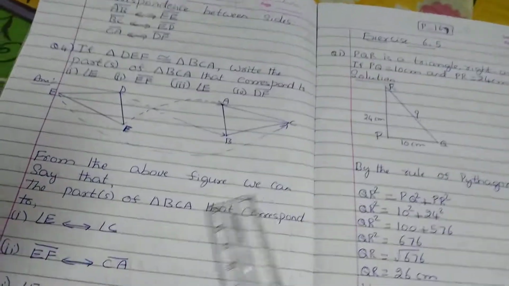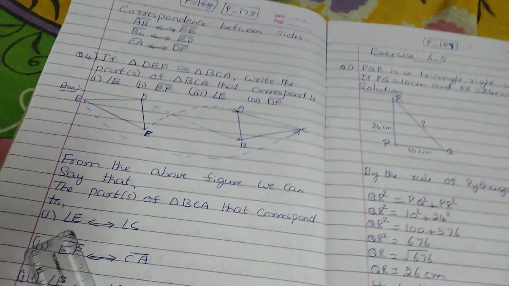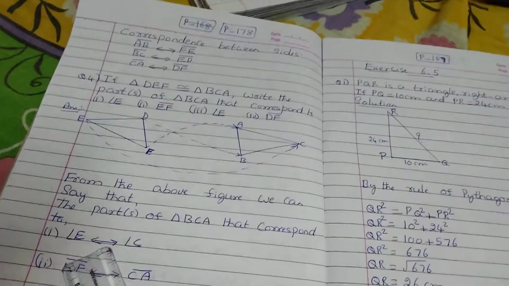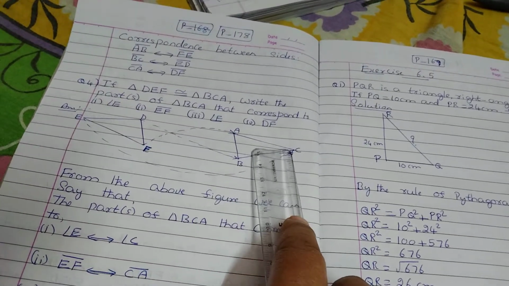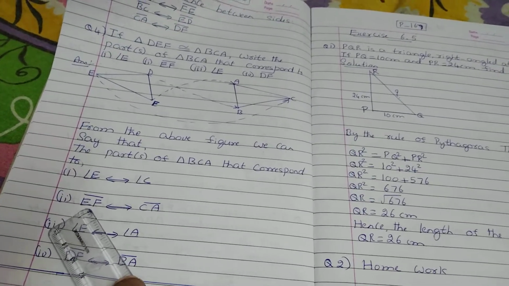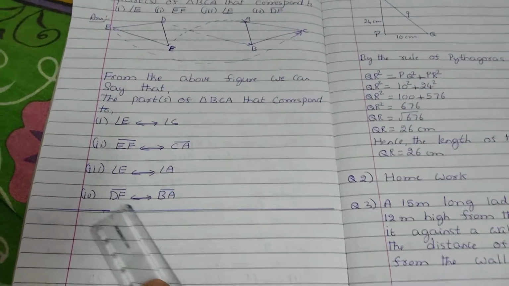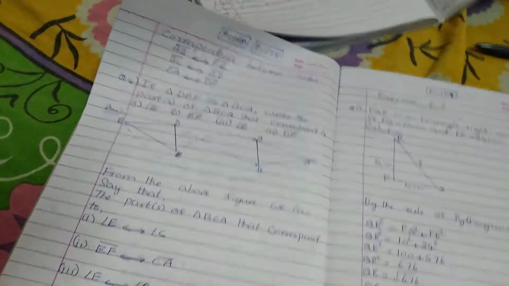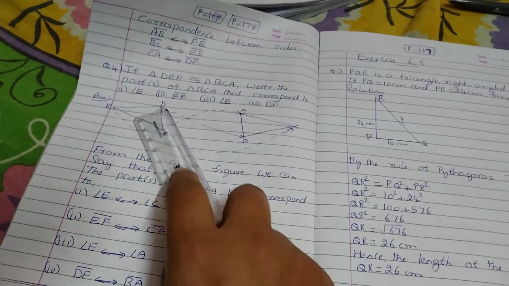From the above figure, we can say that the part of triangle BCA that corresponds to angle E is angle C. Line segment EF corresponds to CA. See, EF is equal to CA. The line segment DF corresponds to BA. See here, both figures are the same like that.